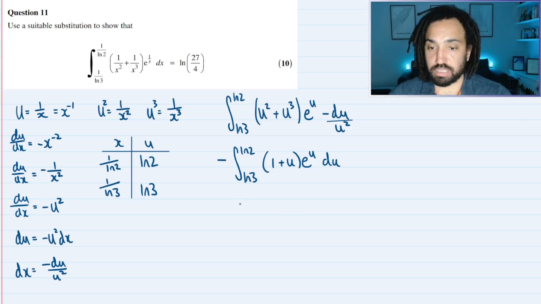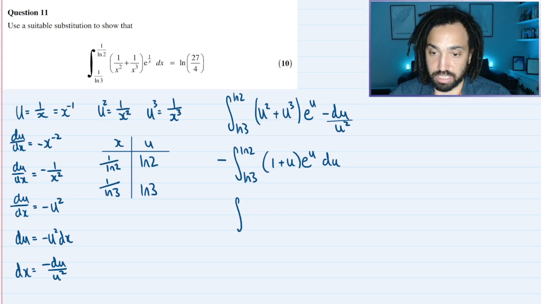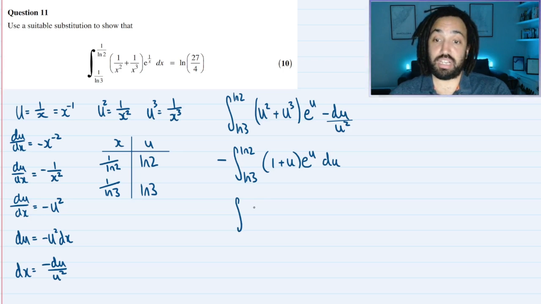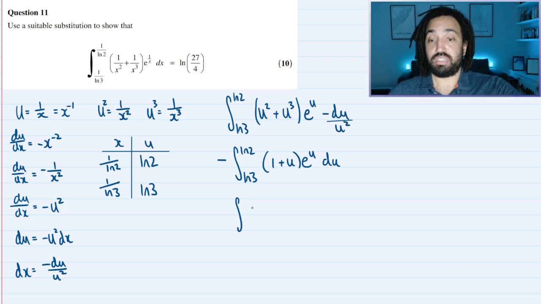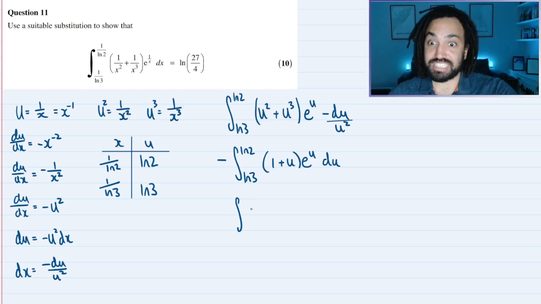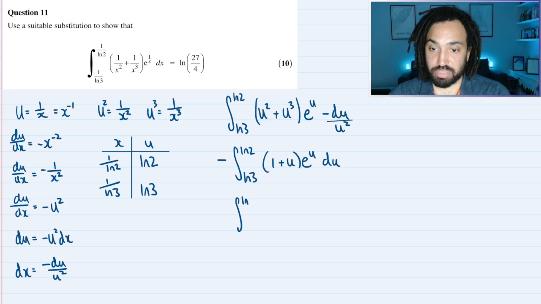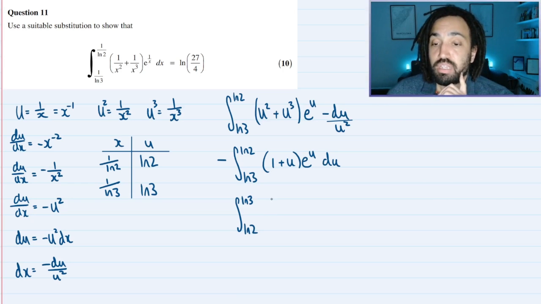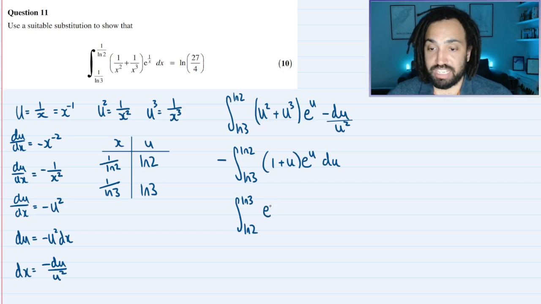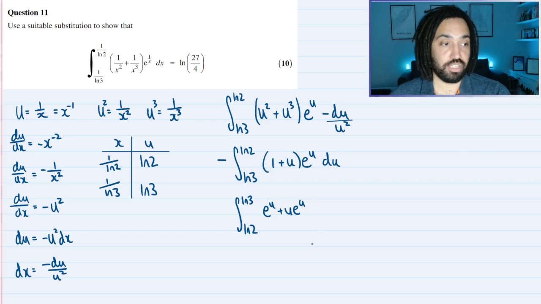Okay, great. Now there's a minus outside, and we can swap the limits over, and that just gives us the negative of the integral when we swap the limits over. So I can just get rid of that minus by swapping the limits over, which is always a nice little trick to do. Okay, when I expand this out, I get e to the u plus u e to the u.